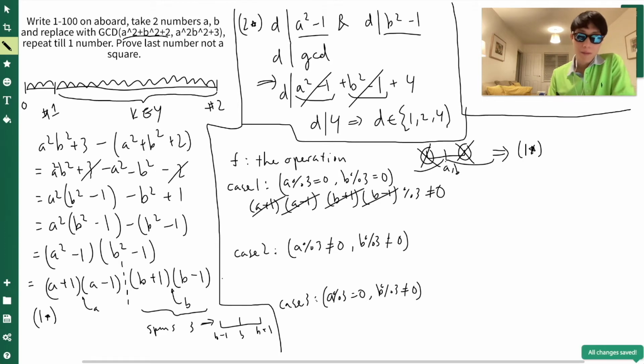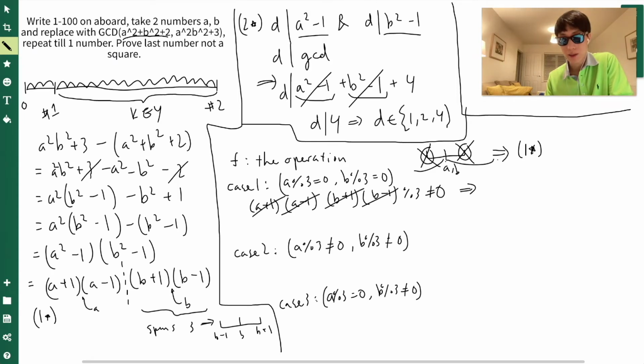And that implies that since any factor of the GCD has to divide this difference, the GCD is also not a multiple of 3, since 3 can't divide the difference.